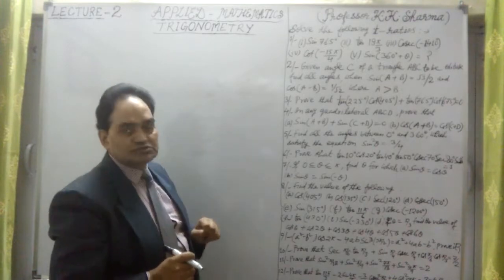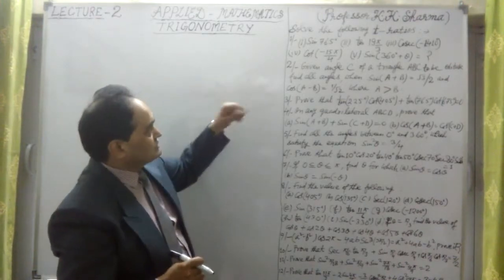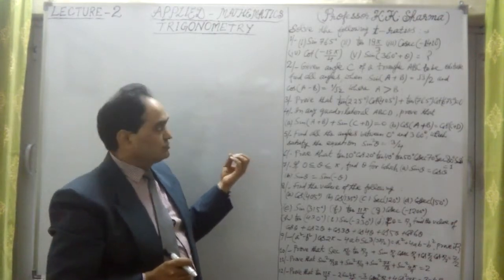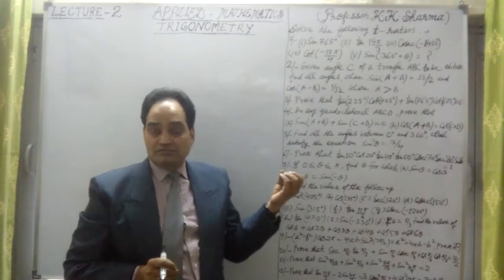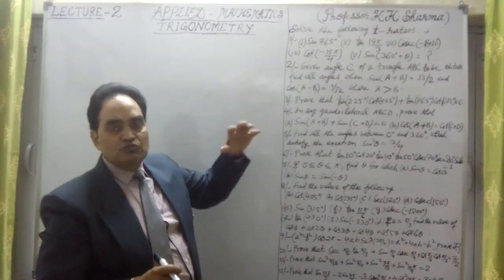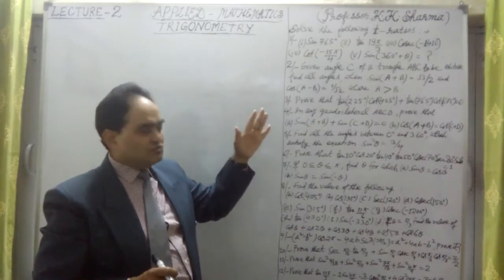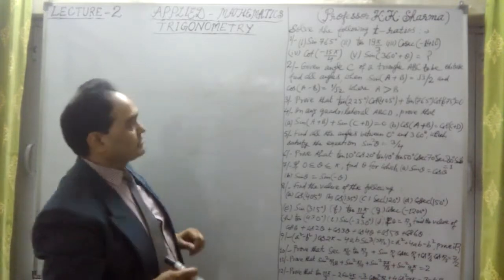Now let me take questions one by one. These questions ask us to find the values of the trigonometric ratios for different angles. Sometimes these angles are more than 360 degrees, or more than 180 degrees, so we have to discuss how we calculate that.